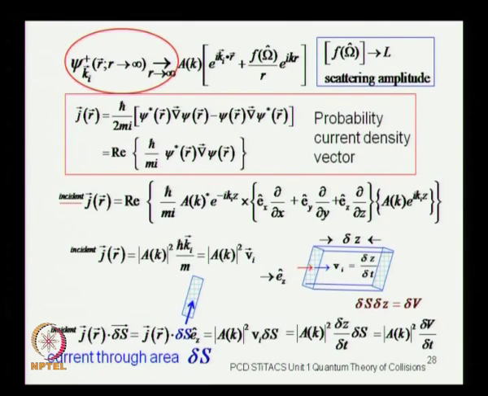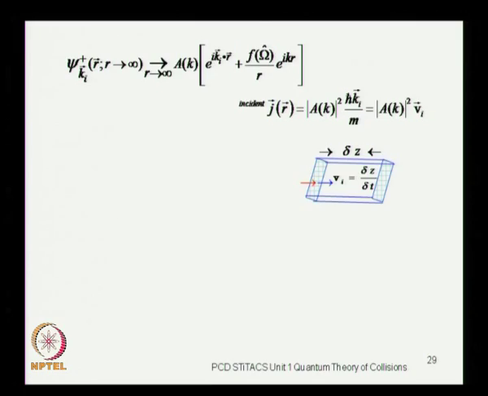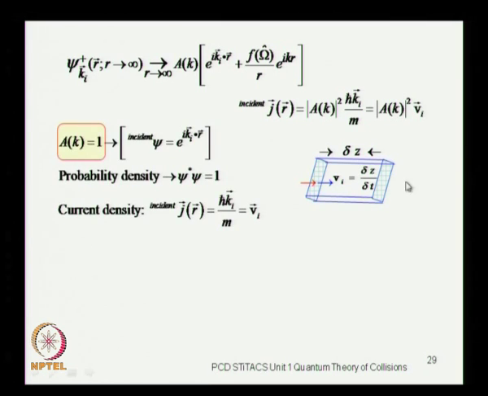So, this is the current through area delta S. Okay. Now, having considered the incident current through area delta S, let us ask what this would correspond to if the energy dependent normalization is chosen to be 1. This is not mandatory, but it is just to keep track. Eventually, we will find that this normalization is not particularly important, but at this stage let us ask what this normalization will lead us to.